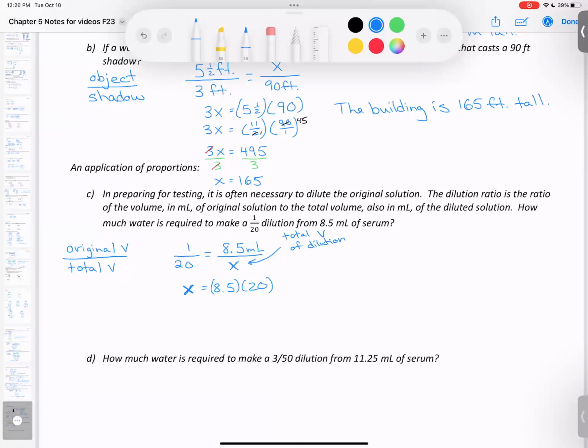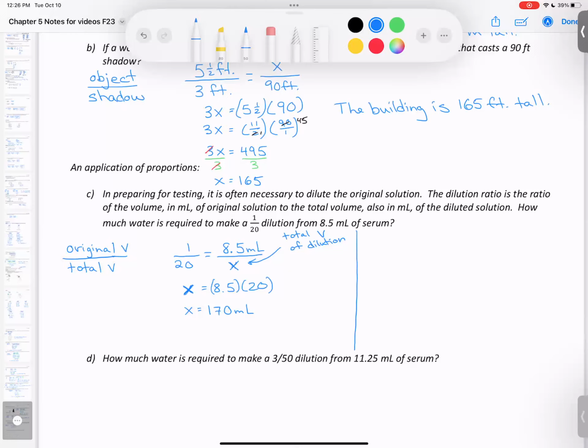So if we do that multiplication, 8.5 times 20, we get 170. But wait a sec, this is going to be mils. We were asked how much water is required to make this dilution. So now we know that the total volume of the dilution is 170 mils.